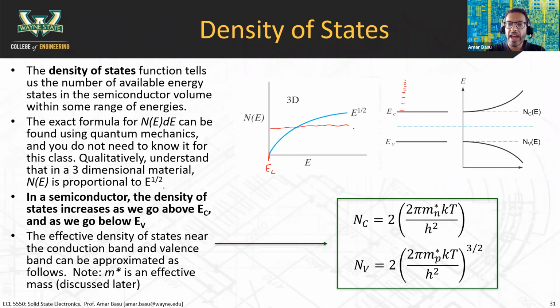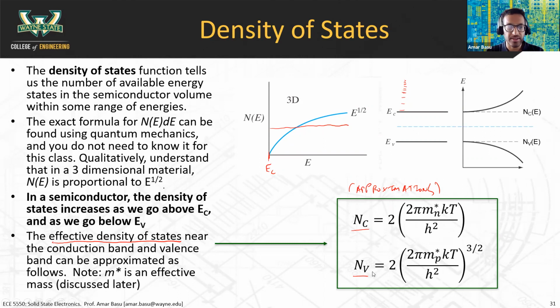Okay, and this average value is given by this N sub C and N sub V. Okay, so these are approximations. This is the density of states in the conduction band, and this one here is the density of states in the valence band. This is called the effective density of states, just to reflect the fact that it's an approximation. The actual density of states varies as a function of energy. This one is just a constant value.